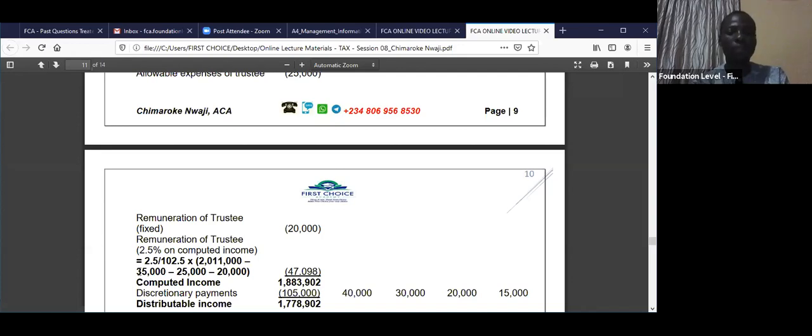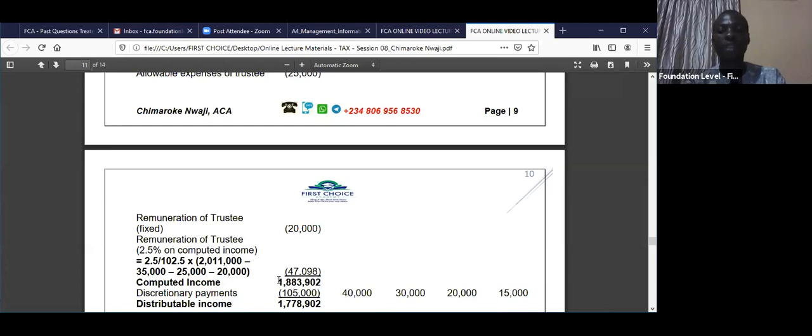This was your fixed annuity, less your fixed annuity. This was your allowable expense. Look at the fixed salary. When we do it in our calculator here, we will say this minus 35,000 minus 25,000 minus 20,000. What we are getting is 1,913,000. Then we will now look for 2.5 divided by 102.5. What we are getting is 47,098 naira. So you see, 47,098 naira is your variable remuneration of the trustee. So now you cannot remove this figure as part of your allowable expenses.